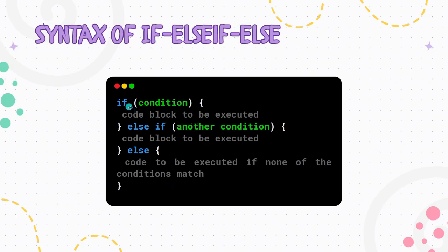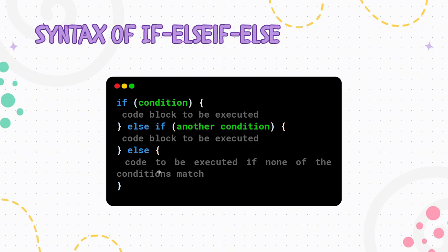We have the if keyword. If condition is true, execute this. Else if this condition is false and this condition is true, execute this code block. And if none of these conditions are true, execute this code block. So that is how the if, else if, and else structure work.